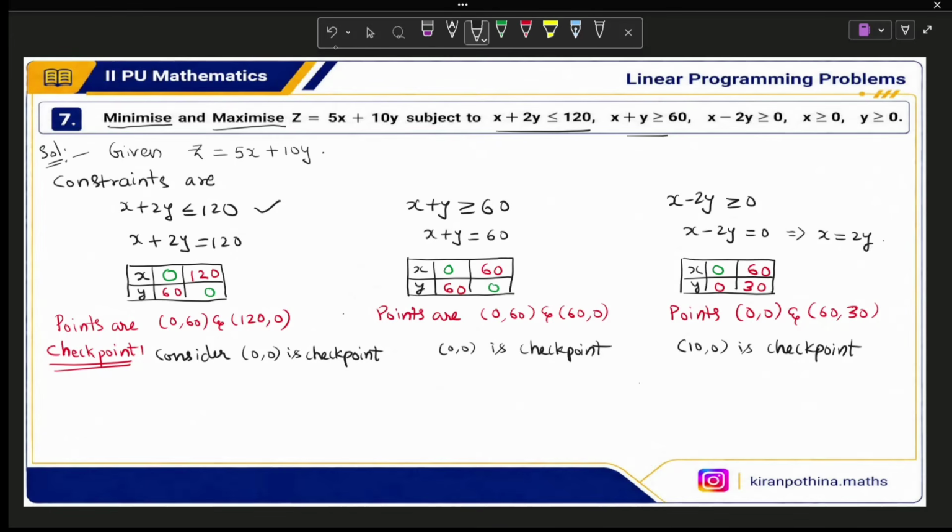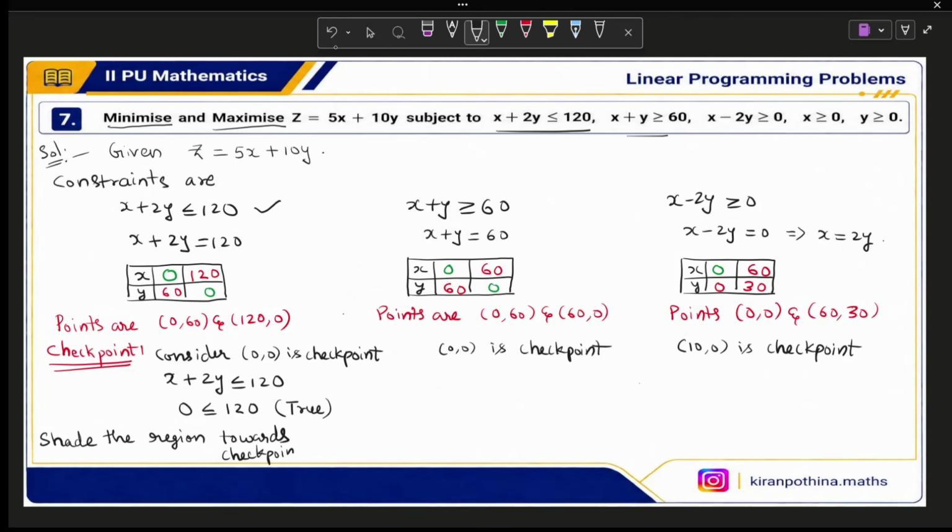Now let us substitute 0 comma 0 in the given inequalities. So x plus 2y less than or equal to 120. When we substitute x and y both 0, what do we get? 0 less than or equal to 120, which means it is true. Whenever we get true, we need to shade the region towards the checkpoint.